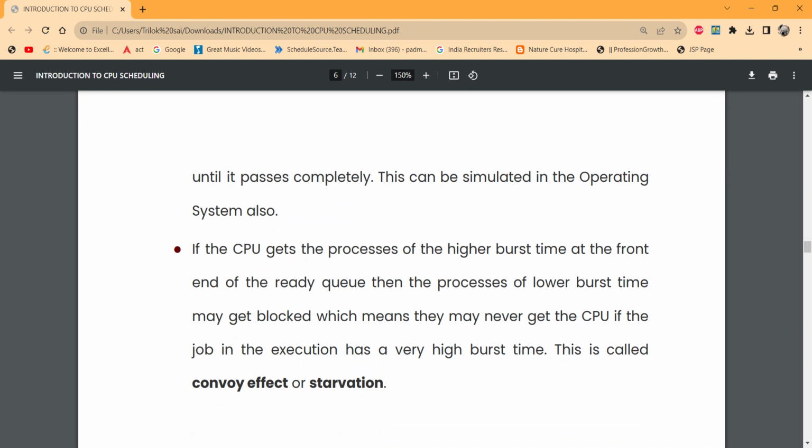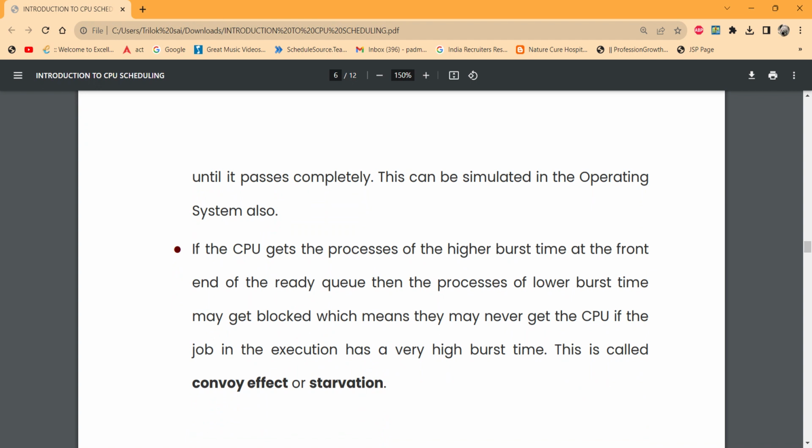My dear friends, I will tell you what the convoy effect is. Suppose there is a ready queue. In the ready queue, there are the processes P0, P1, P2, P3, and P4. Now, the process P0 has a very high burst time of 24. Let us think the burst time of process P0 is 24. The burst time of process P1 is 10. The burst time of process P2 is 1 unit.